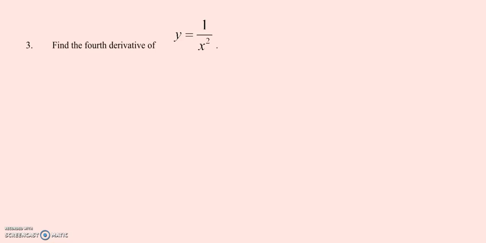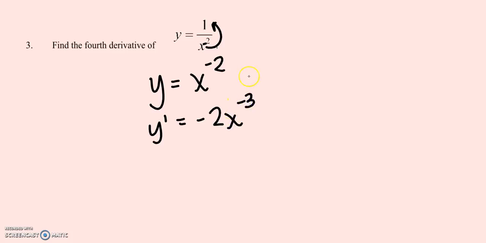And our way to be more efficient is to let algebra help us first. So I can rewrite this as x to the negative second, because then that negative sign just moves this exponent up, right? So now when I start to find my derivatives, this isn't so bad. Power rule. Do it again. Do it again.